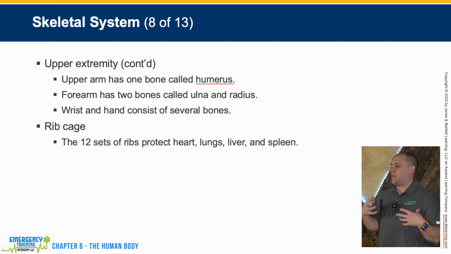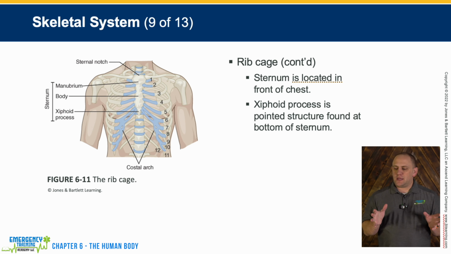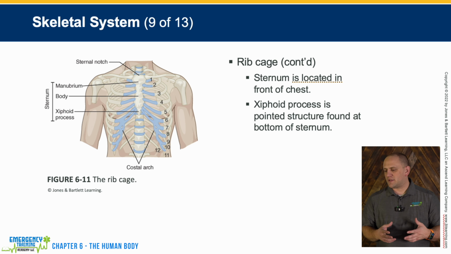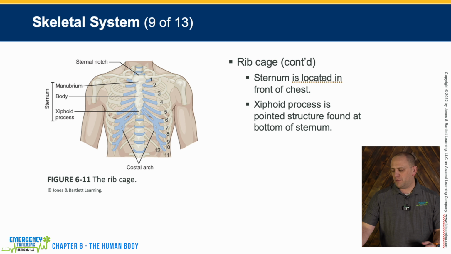The rib cage protects our heart and our lungs and our liver and all of those other vital organs. There are 12 sets of ribs, and they connect to our thoracic vertebrae, so there's one for each of them. Here you can see that as the ribs come around, they are connected in the front by our sternum, located at the front of the chest. And then at the bottom of the sternum is the xiphoid process. This is kind of a pointed structure that sits just at the bottom of the sternum.